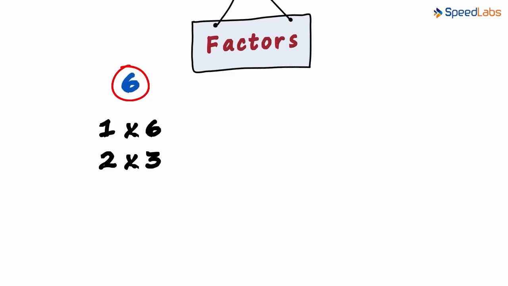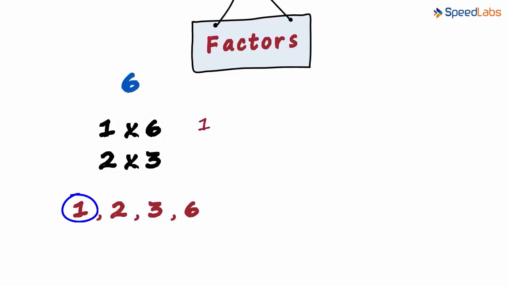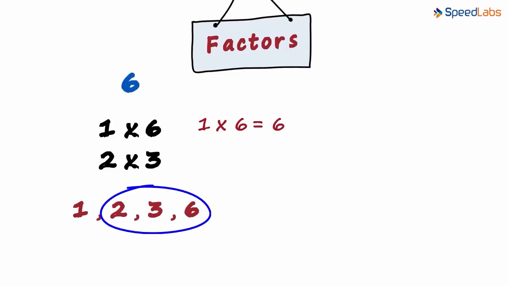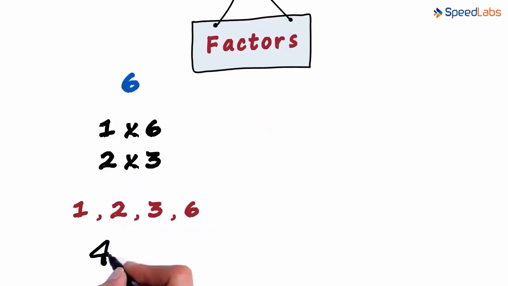Is there any other combination you can think of? No, there isn't any. So the factors of 6 are these four numbers: 1, 2, 3 and 6. 1 is a factor of 6 since there is some natural number that it can be multiplied with to get the original number. Similarly, 2, 3 and 6 are also factors. But the number 4 is not a factor of 6 because it cannot be multiplied with a natural number to get a 6. Let us also try finding factors for the number 8.